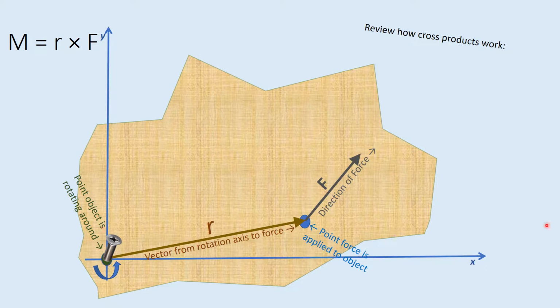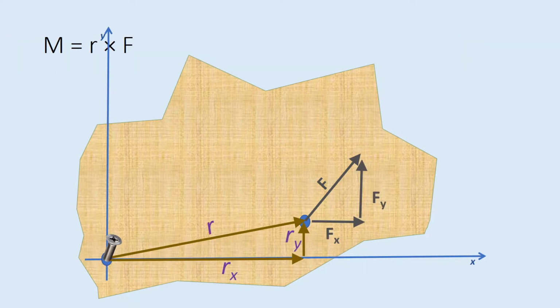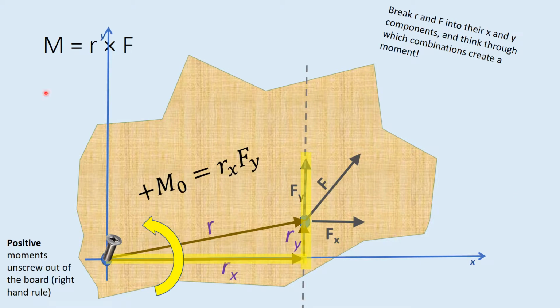The first thing to do is to split everything into x and y components. For the cross product, we're going to know the x and the y components of our position vector, again, from the axis of rotation to where the force is applied, and then we're also going to split our force into its x and y components. The next thing to ask, which X and Y combinations create rotational motion and which way is that trying to rotate?